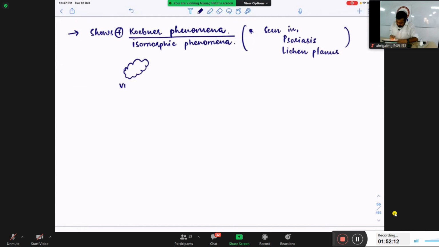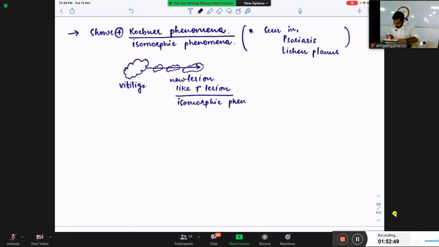So suppose this is a patch of the vitiligo. If I have a linear trauma, after some days on the line of my scratch, a new lesion will develop. This new lesion is like the primary lesion, and because of this, it is known as an isomorphic phenomenon.